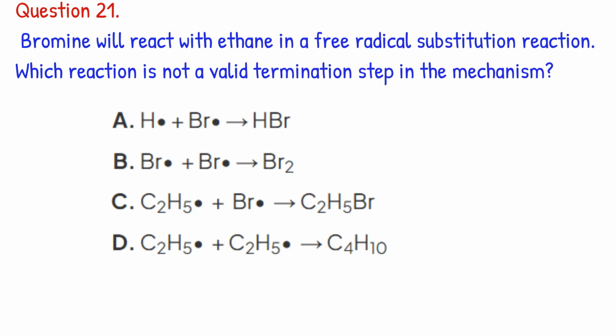Question 21. Bromine will react with ethane in a free radical substitution reaction. Which reaction is not a valid termination step in the mechanism? The correct answer is A.